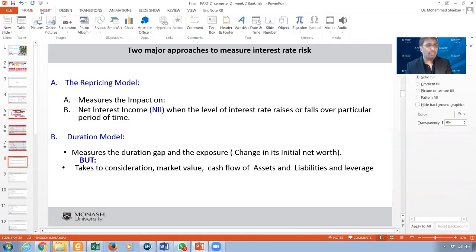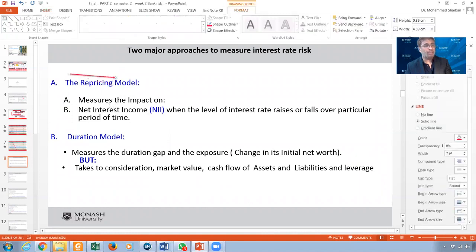One model, and this is what we're actually going to do for the rest of these slides. One is called the pricing model, and the other is called the duration model. We will start with the pricing model. The problem with the repricing model is that it measures only the impact on net interest income. It takes care of that one.